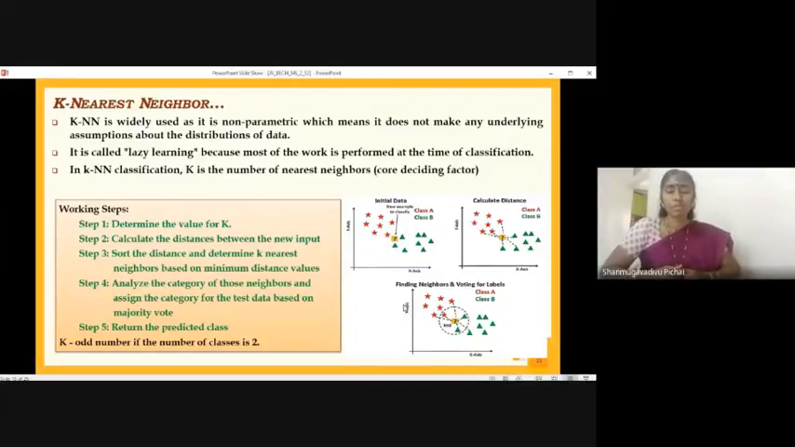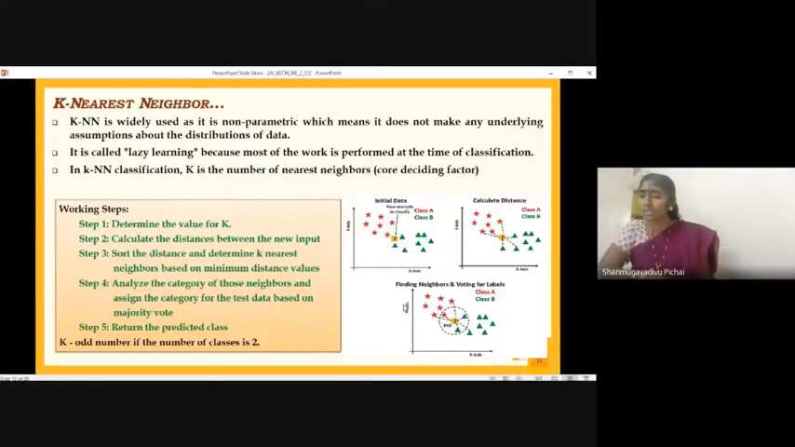So k will be an odd number if the number of classes that you are aiming for is 2. This is a condition that you have to memorize or keep in your mind as you work with k nearest neighbor. So now let us turn our attention towards the diagram that you see on the right side.